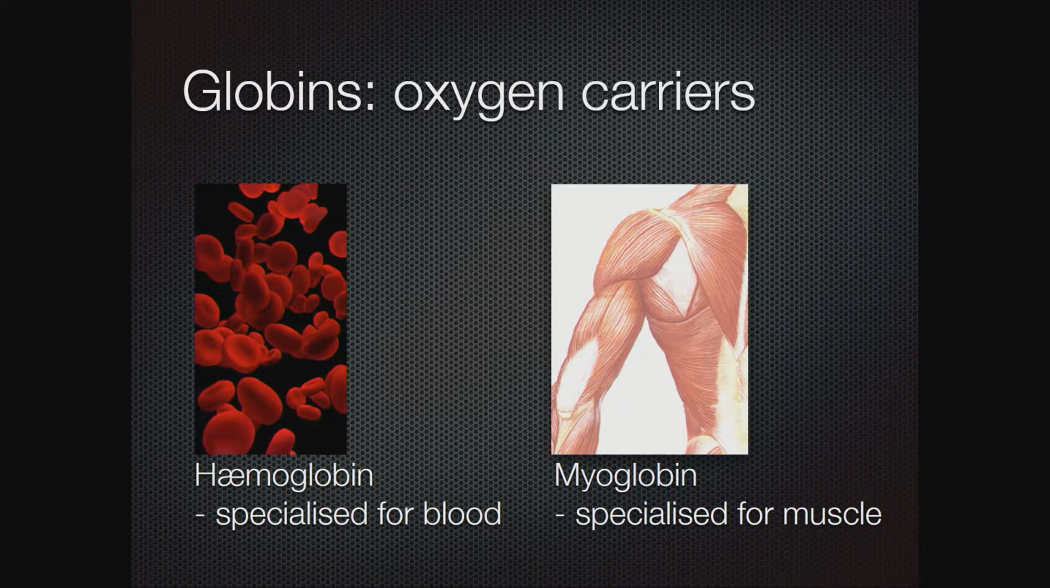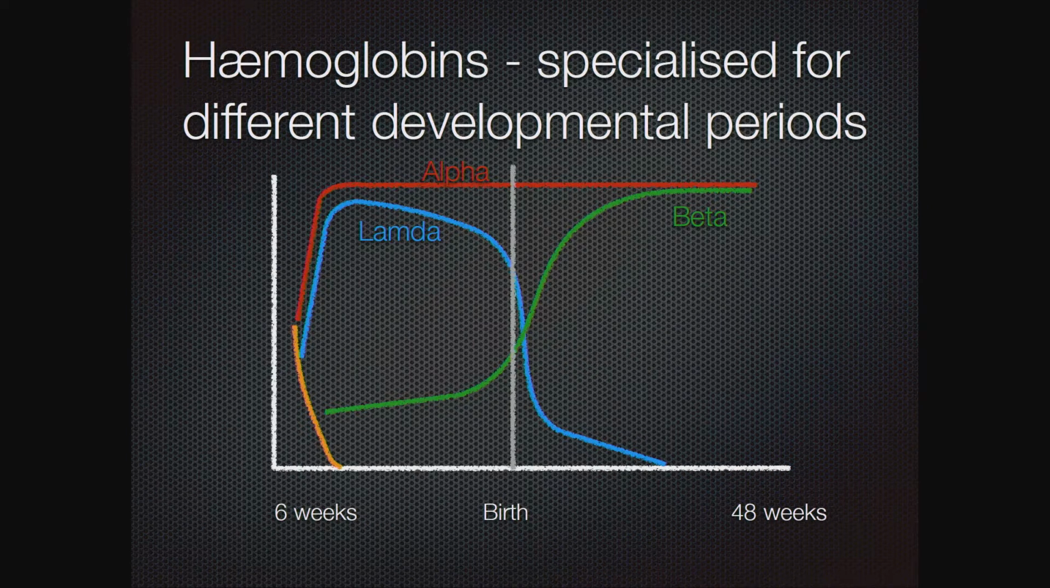But even within hemoglobin, there's a very interesting specialization, I think, which is a specialization for different stages in development. This x-axis here is tracking fetal development until birth, and then a baby up until 48 weeks. In a 48-week-old baby, just like in adults, the hemoglobin is made up of alpha and beta globin.